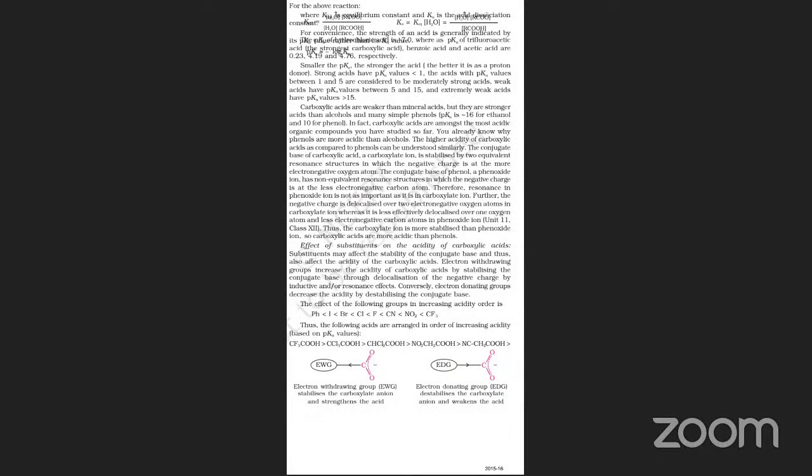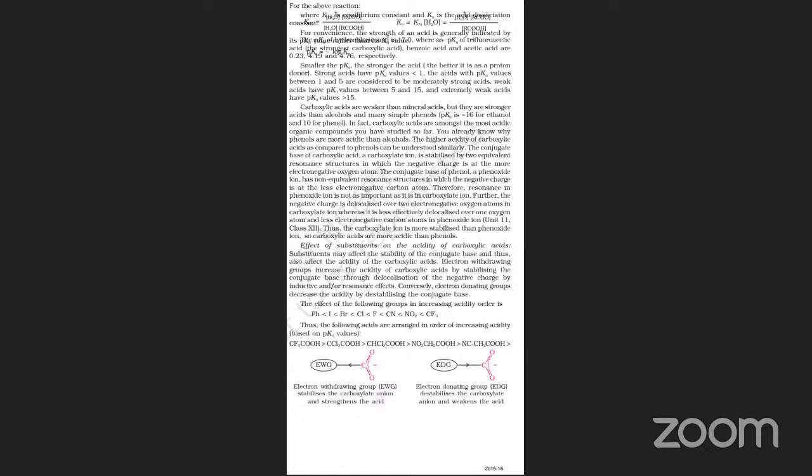For example, we have CF3COOH, CCl3COOH, and so on. Clearly you can observe these in increasing order of acidity based on pKa values. That means which one has high acidic nature? Acidic strength increases because of the presence of an electron withdrawing group.